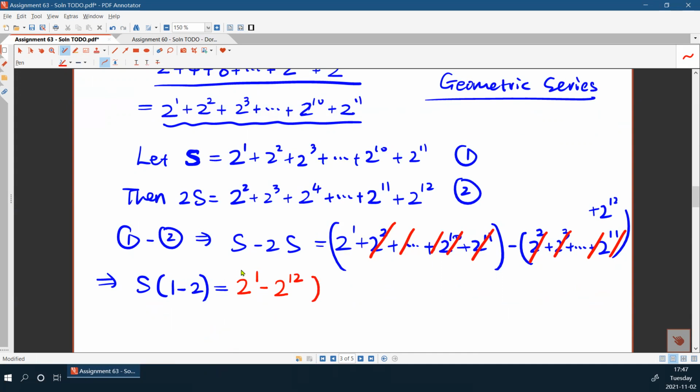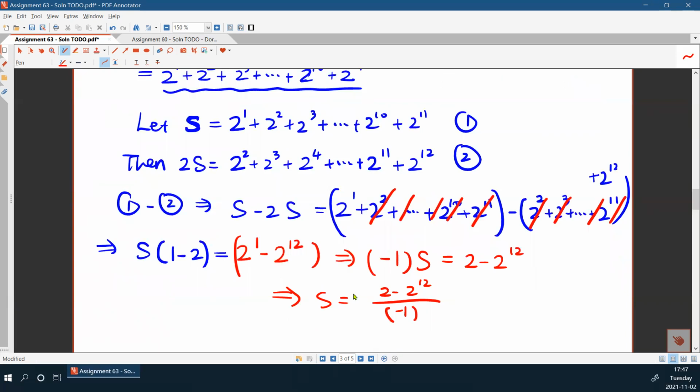Okay, so this means 1 minus 2 is minus 1. S equals 2 minus 2 to the power of 12, right? So that means S is 2 minus 2 to the power of 12 over minus 1, right? And then you can calculate 2 to the power of 12 using a calculator.